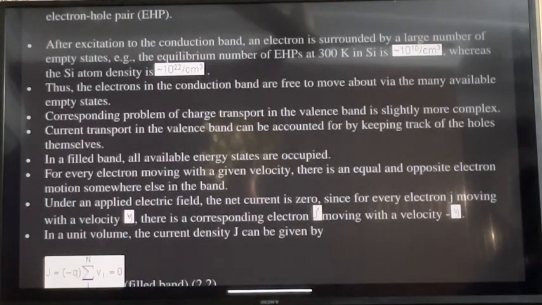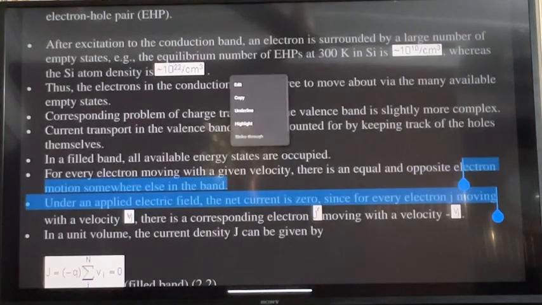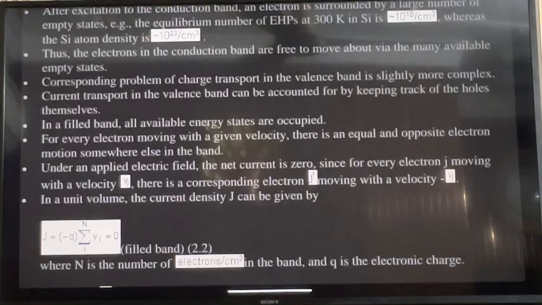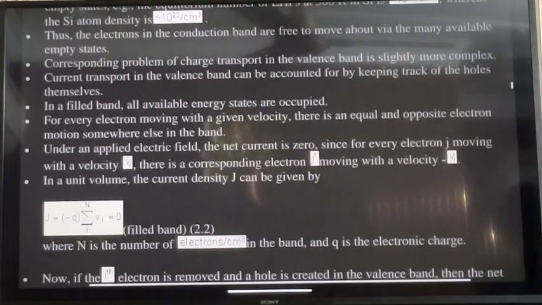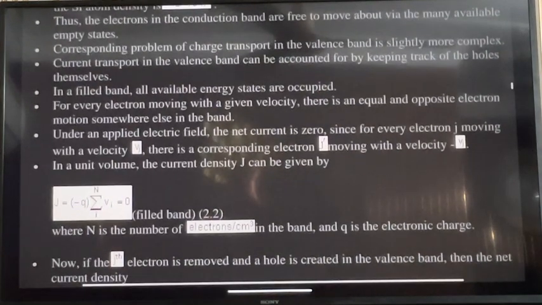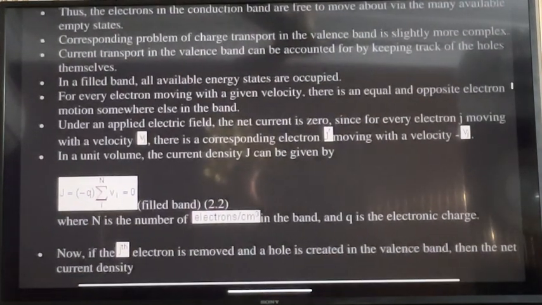Slight mistake: the silicon atom density is 10 to the power 22 per centimeter cube, and there the electron-hole pair density itself is 10 to the power 10 per centimeter cube. So you can understand how dense the equilibrium number of EHPs is. Thus, the electrons in the conduction band are free to move via the many available empty states. The corresponding problem of charge transport in the valence band is slightly more complex. So current transport in the valence band can be accounted for by keeping track of the holes themselves.